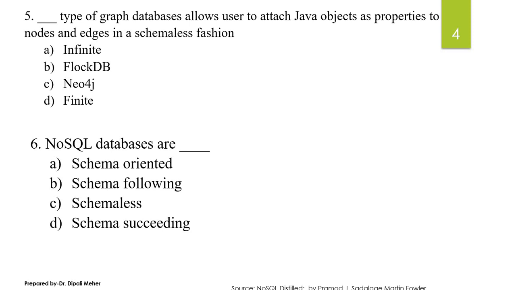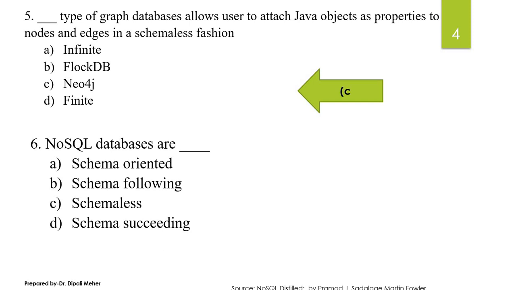Next question is, dash type of graph databases allows user to attach Java objects as properties to nodes and edges in a schemaless fashion. Options are A. Infinite, B. FlockDB, C. Neo4j and D. Finite. Correct option is option C. Neo4j. Neo4j type of graph databases allows user to attach Java objects as properties to nodes and edges in a schemaless fashion.